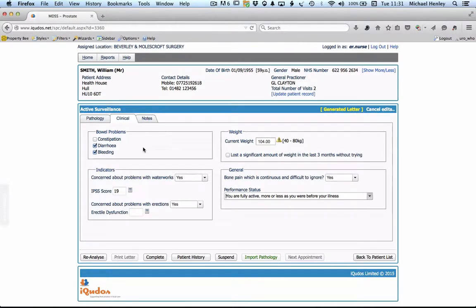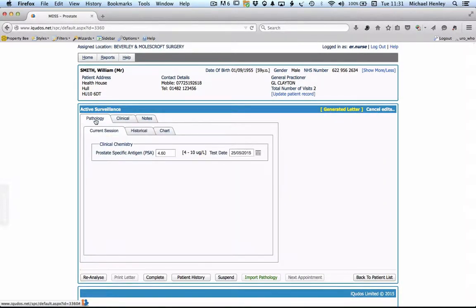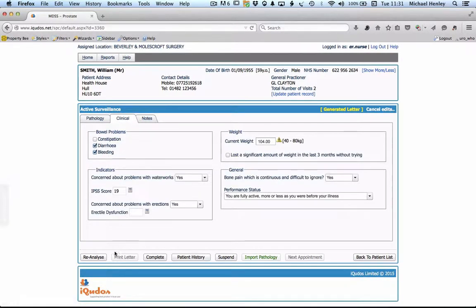Once those are filled in and the pathology tab is filled in here for the PSA with a test date, and then you simply click on Analyze, and that will generate a letter for the patient.